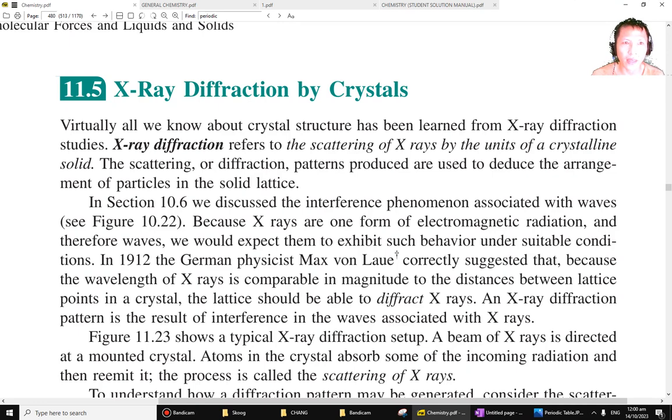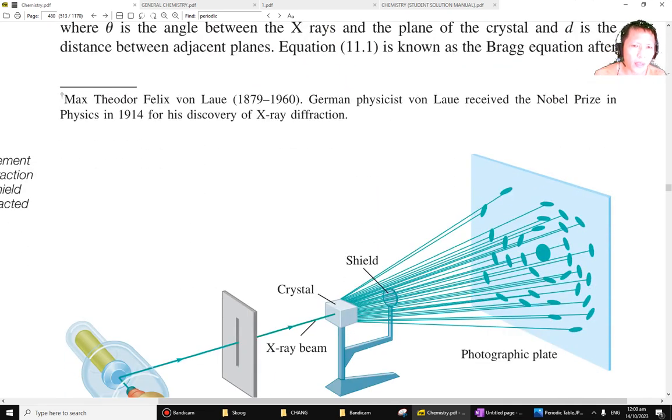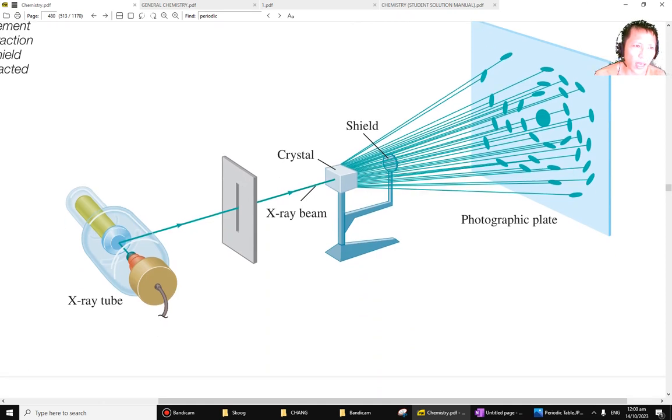As if in terms of storytelling, this is one of the keys, because they can already figure out the distances between atoms, and this is one of the techniques being used, X-ray diffraction. So the concept is just like this. As you can see, you have a beam of light. You can imagine it as a laser. This actually is an X-ray beam.